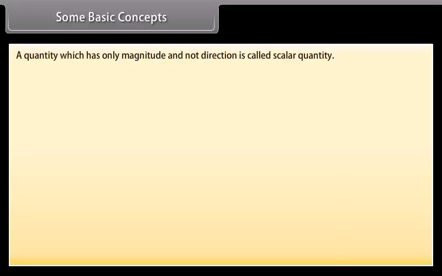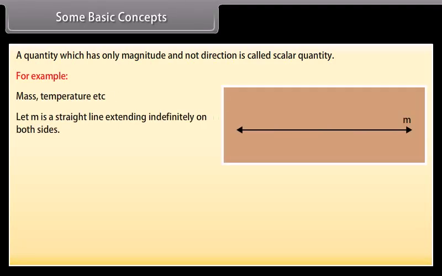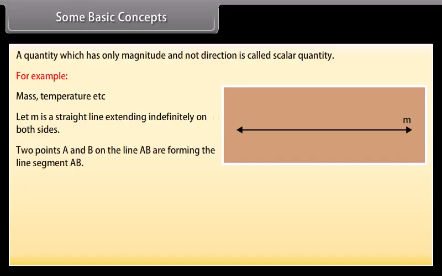Some basic concepts. A quantity which has only magnitude and not direction is called scalar quantity. For example, mass, temperature, etc. Let M be a straight line extending indefinitely on both sides.